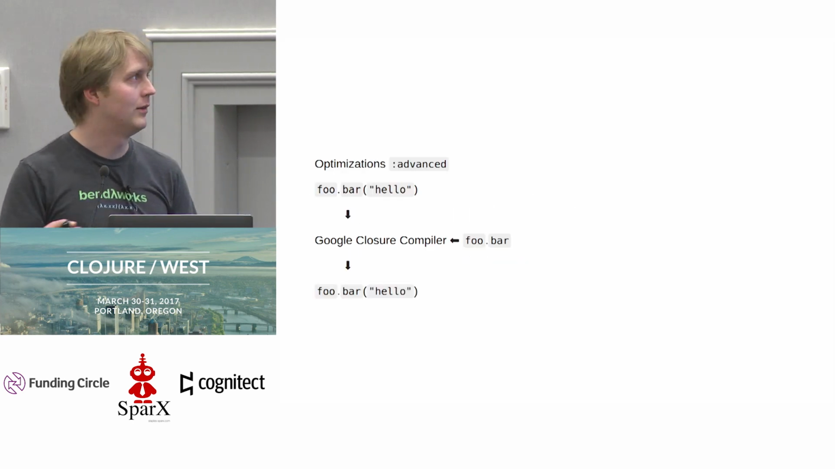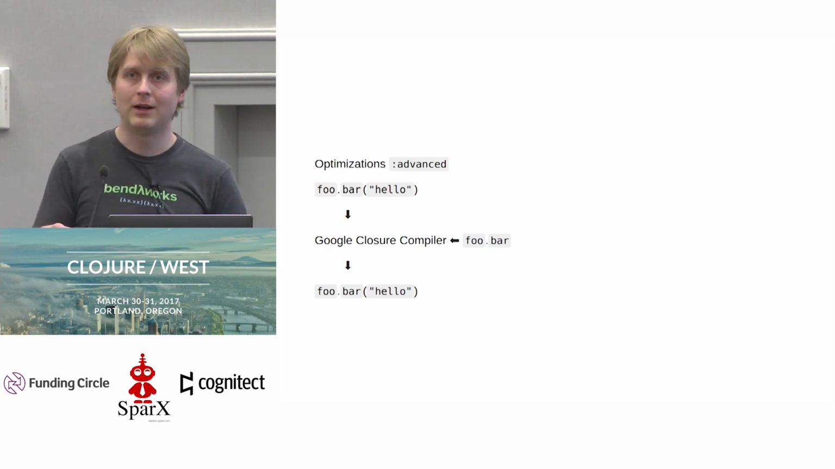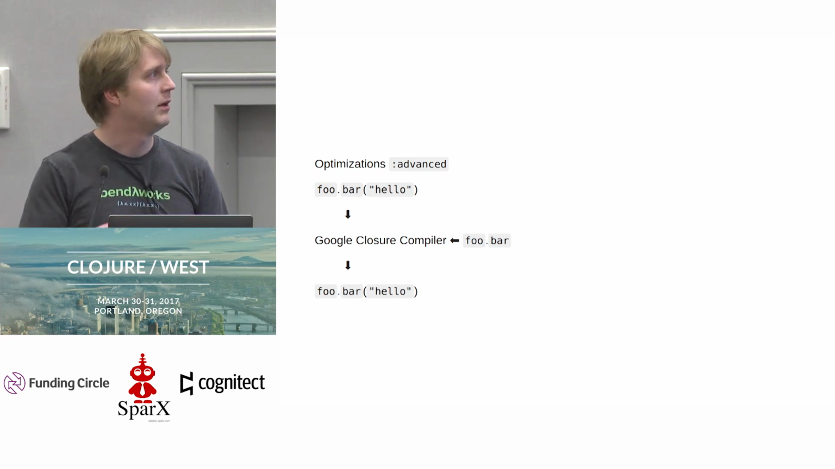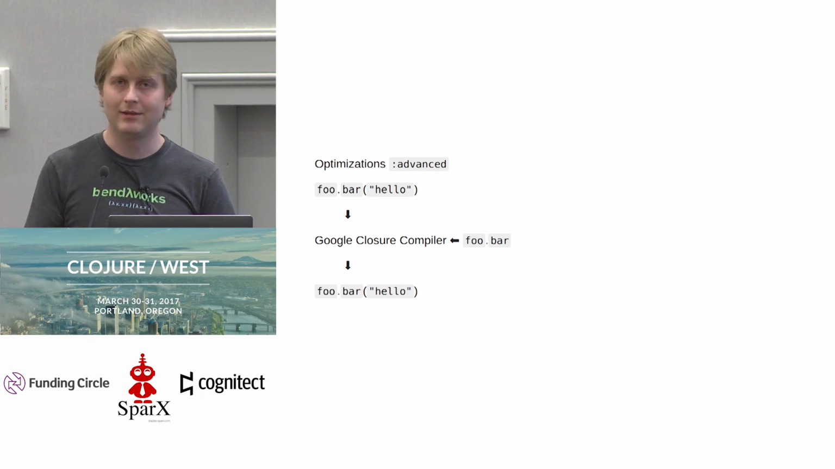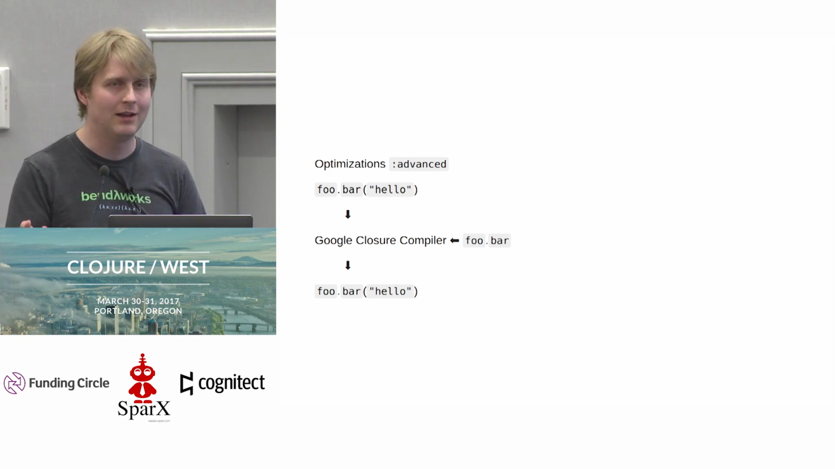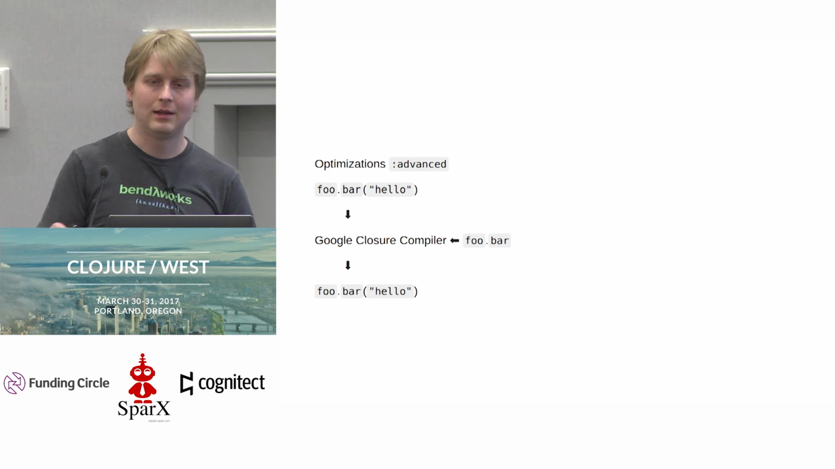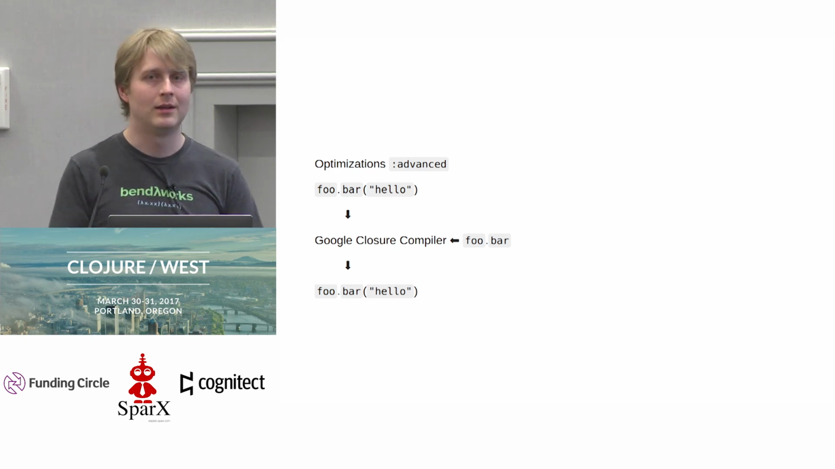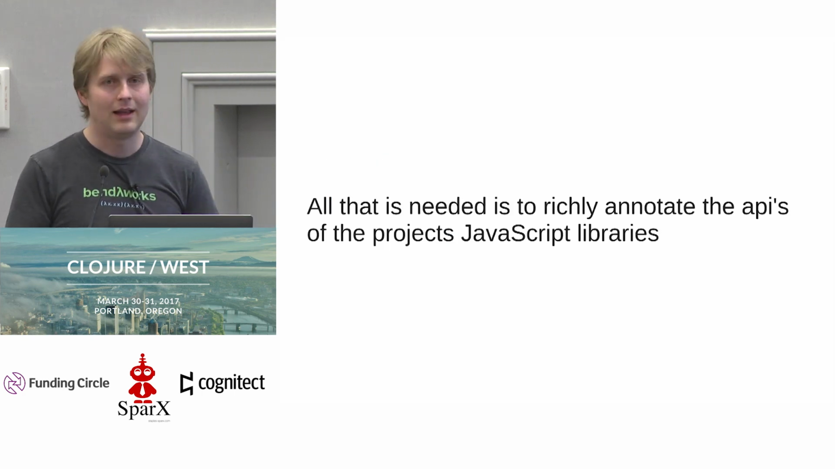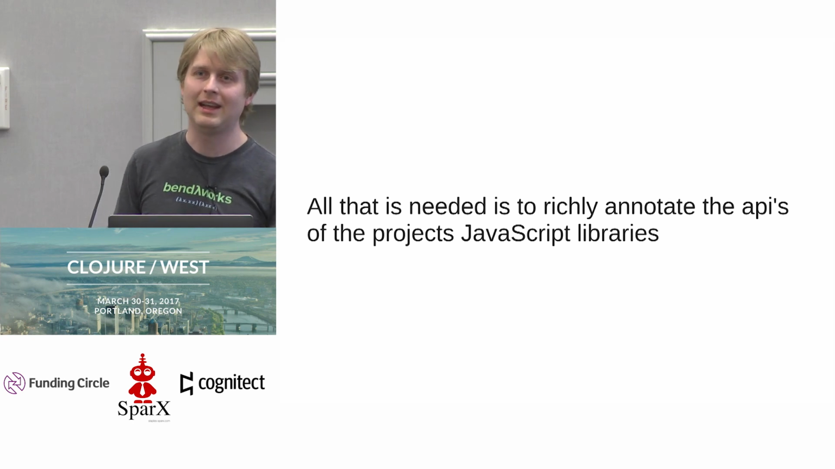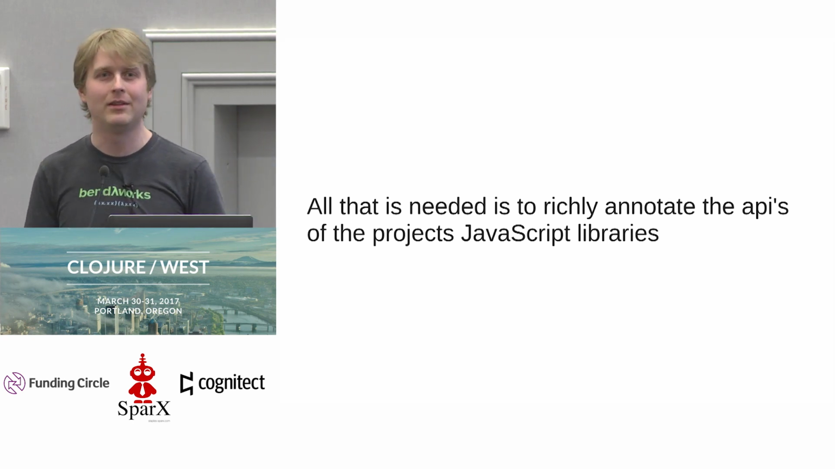So with our externs now, we take the foo.bar function, we pass it to the Google Closure compiler, it reads its externs, and sees that foo.bar is not allowed to be renamed. So the compiled JavaScript is just foo.bar, which is what we need to have that work. And so all we really need to do is to richly annotate all the APIs of all our JavaScript libraries.